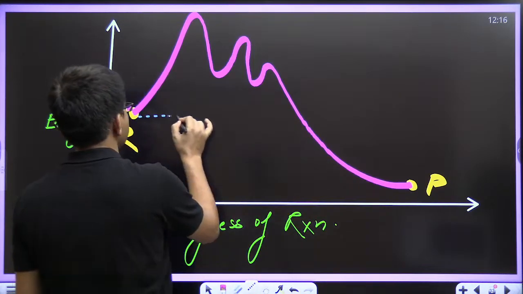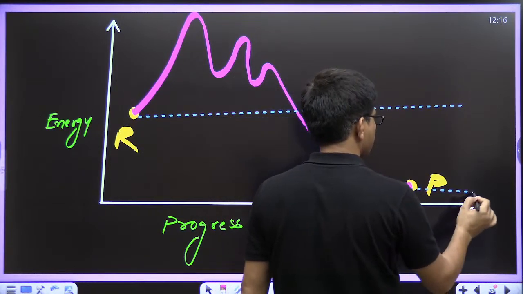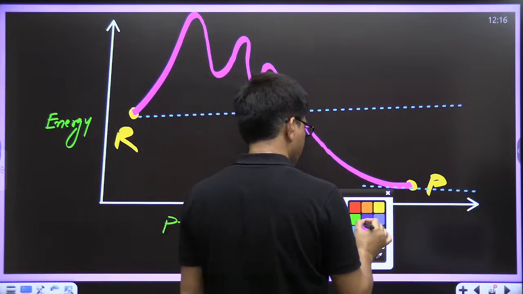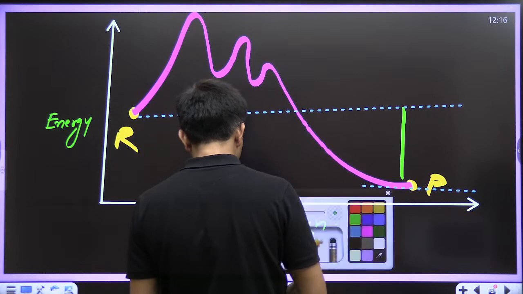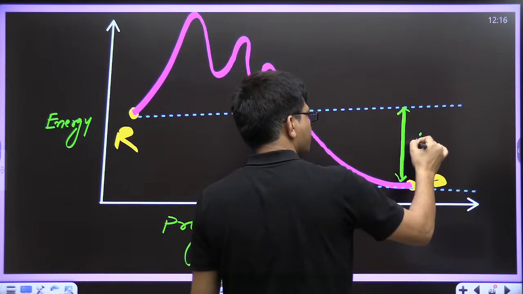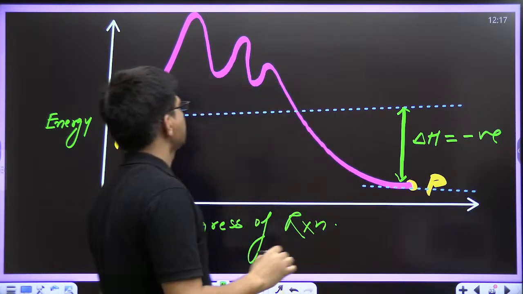You see, this is the reactant and this is the product's energy. The difference between these two energies, that is the delta H value. You can see clearly this is delta H. Are you getting my point, kids? This is the difference, that is delta H. Negative, that is indicating an exothermic reaction.